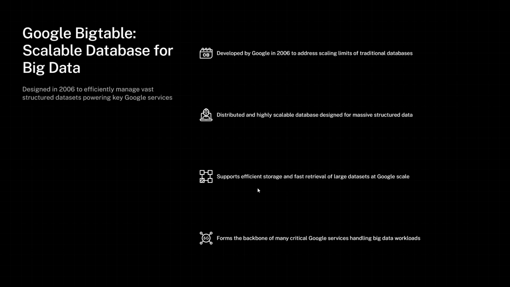Traditional relational databases couldn't keep up with the massive and semi-structured data Google was generating from web indexing or user activity. Bigtable was designed to solve these scalability challenges.